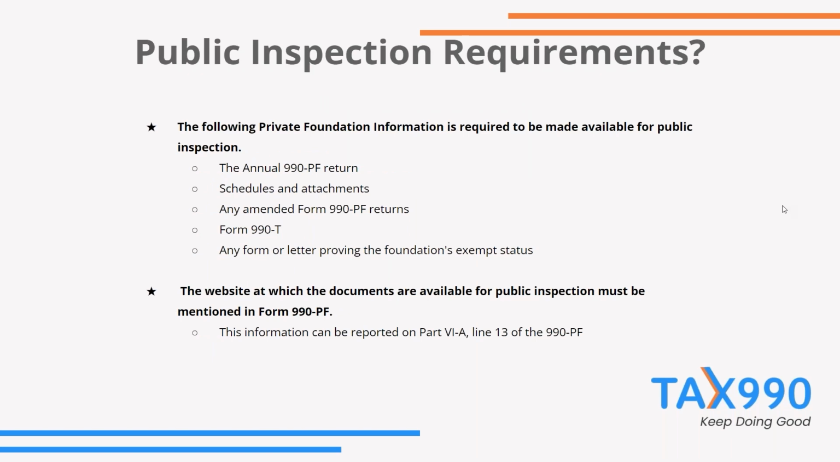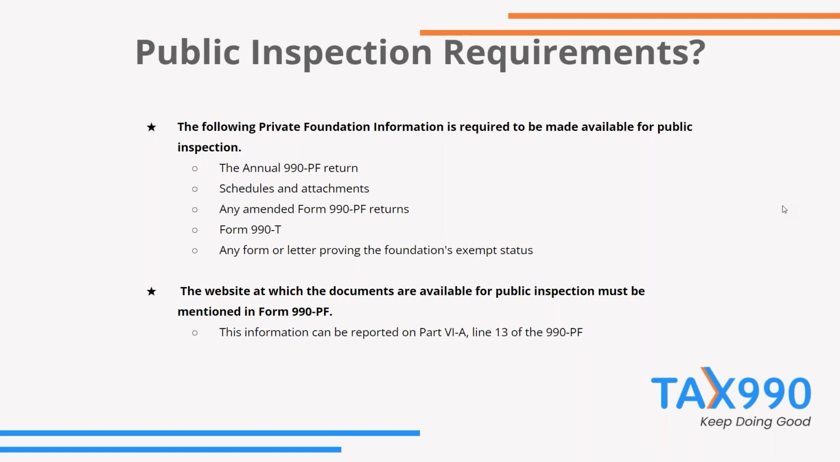Every private foundation that files Form 990-PF is required to make its annual returns, including all schedules, statements, attachments, and amendments available for public inspection. If the organization files a 990-T return, it should also be made available for public inspection. Per IRS guidelines, in addition to the annually filed returns, a private foundation is also required to make documents proving the foundation's exempt status and application available for public inspection.